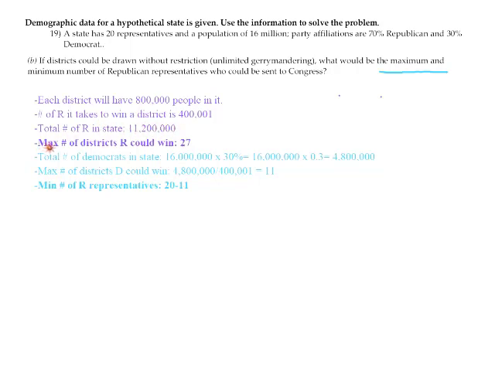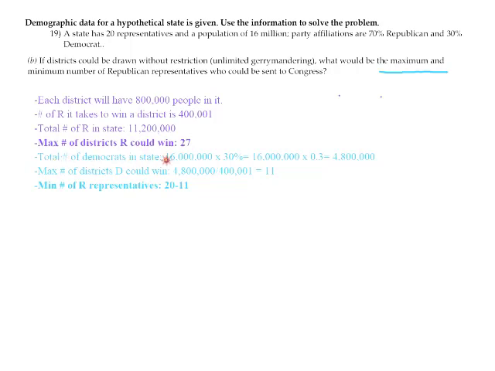And then to solve for the maximum number of districts they could win, we got 27. That was the 11,200,000 total number of Republicans in the state divided by the majority of Republicans needed to win a district at 400,001. We got 27. Remember, you round down to the nearest whole number, or you give your answer as the maximum number of districts, whichever is smaller. And then we went ahead and solved for Democrats.